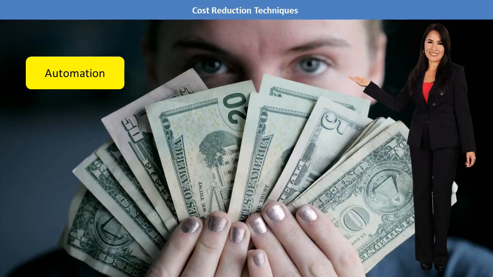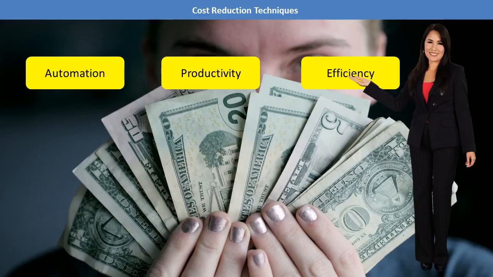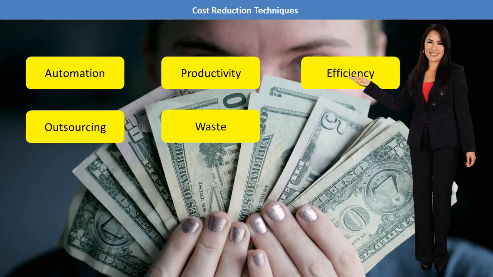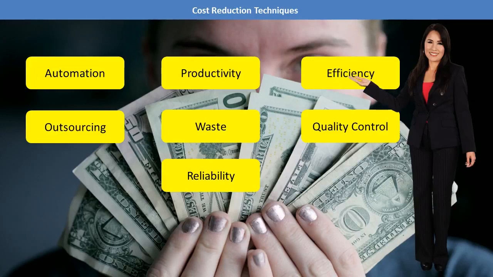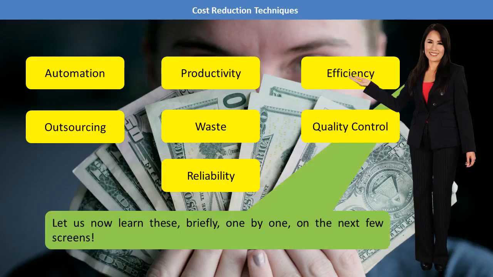Number 1, automation. Number 2, productivity. Number 3, efficiency. Number 4, outsourcing. Number 5, waste. Number 6, quality control and Number 7, reliability. Come, let us now learn these, briefly, one by one, on the next few screens.